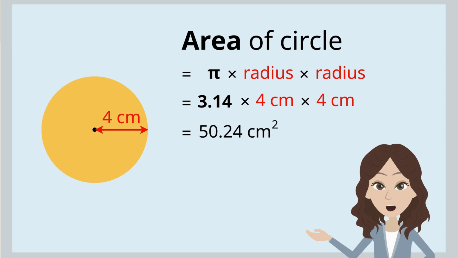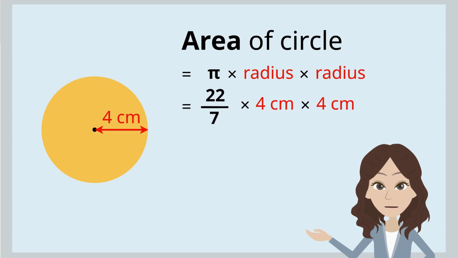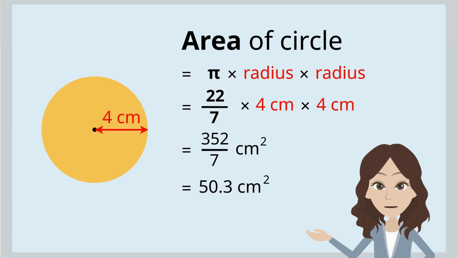We can also use the value of pi as 22/7 to find the area of the circle. 22/7 times 4 centimeters times 4 centimeters is 352/7, which is approximately equal to 50.3 square centimeters.